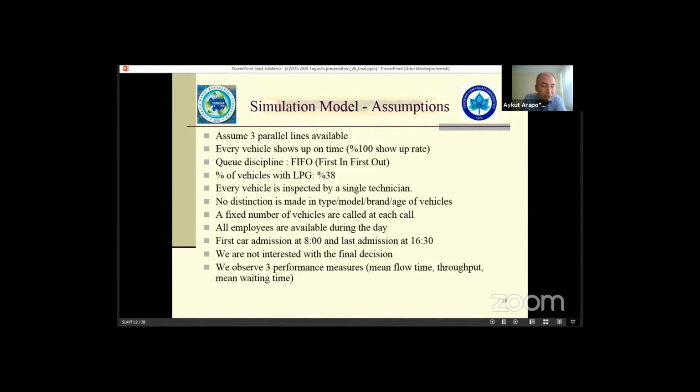We observe 3 main performance measures: the mean flow time, throughput, and the mean waiting time. Mean flow time means the total time the car spends in the system, time out minus time in. Throughput is the percentage of the cars that are served satisfactorily during the service. The mean waiting time is the actual waiting time of the cars just in the station, like just waiting for the call.